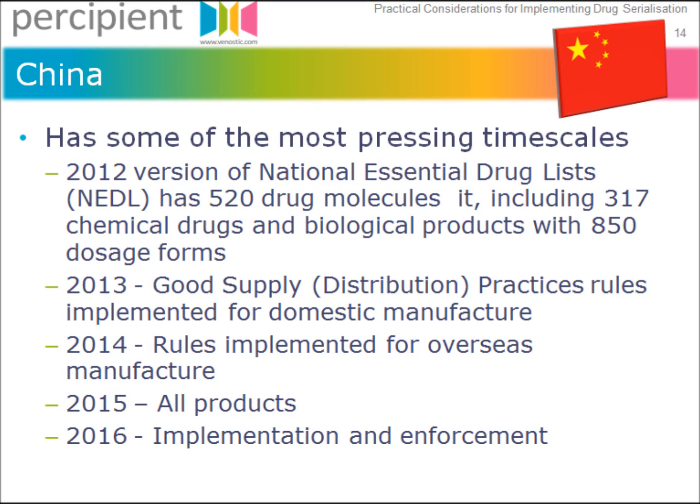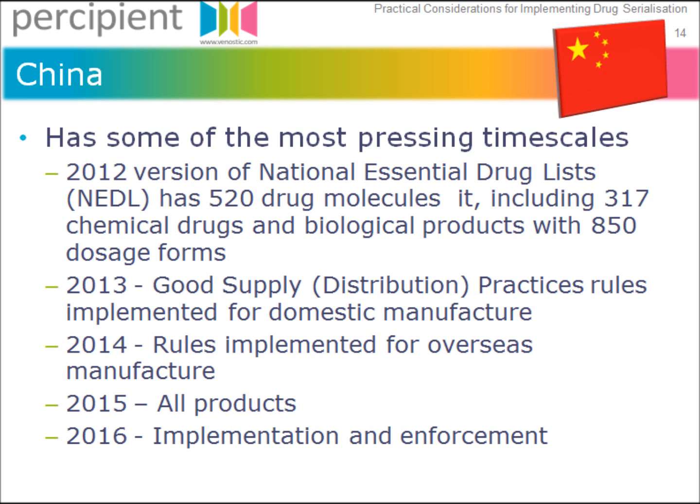China is a very interesting one as well. China is taking drug safety more seriously. I've been out there quite a bit the last few years. Last year they brought out a version of what they call their National Essential Drug Lists, which started off with about 500 drug molecules, something like 300 products with about 850 formulations. That list has been growing over the last few years.